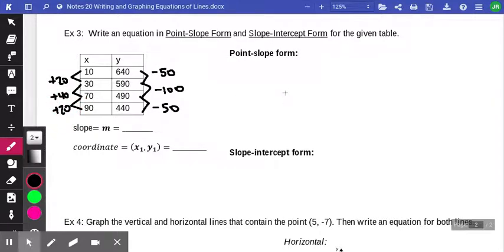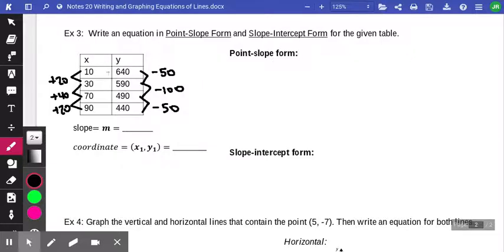So you might be thinking, this is not a linear function because I don't have a constant rate of change. We're going by negative 50, then negative 100, then negative 50. And over here it's 20, then 40, then 20. And you're probably thinking, my teacher told me I have to have a constant rate of change.